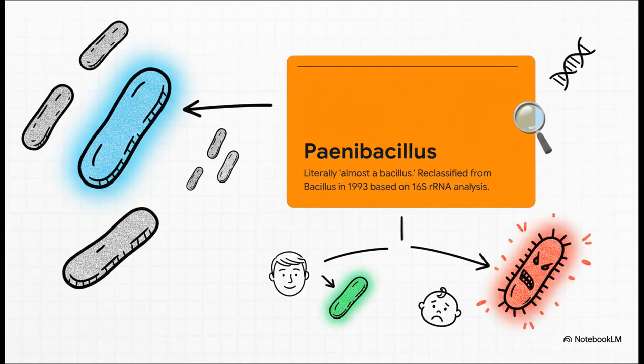The name itself, Paenibacillus, literally means almost a bacillus. And this taxonomic shift back in 1993 wasn't just some academic housekeeping. It was a big deal. It was based on 16S sequencing that showed these organisms were genetically very different from the true Bacillus species. And this is a critical point, because it's the reason why we can't just take the clinical standards and the antimicrobial breakpoints we have for Bacillus and slap them onto these guys. It just doesn't work that way.